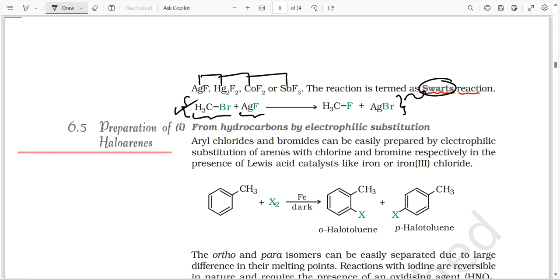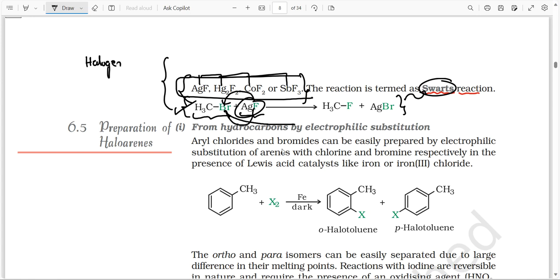Okay. This is the simple reaction when methyl bromide is reacted with silver fluoride. So we can use any of these metal fluorides. This bromine is replaced by fluorine. So this halogen is replaced by another halogen. So that's why these two reactions come under halogen exchange.